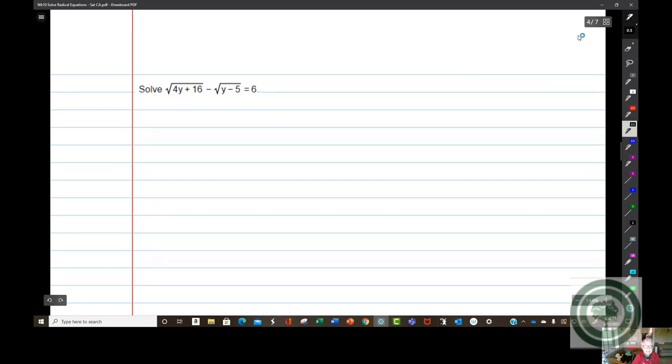Here we have an equation with two radicals. But the first step still applies. I need to isolate one of these. So what I usually do, if one of them is being subtracted, I just go ahead and add that one to both sides of the equation.